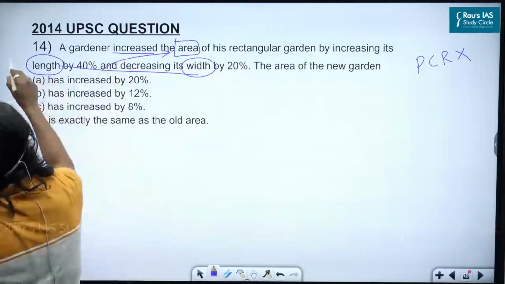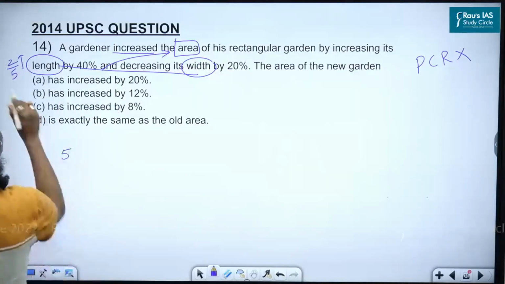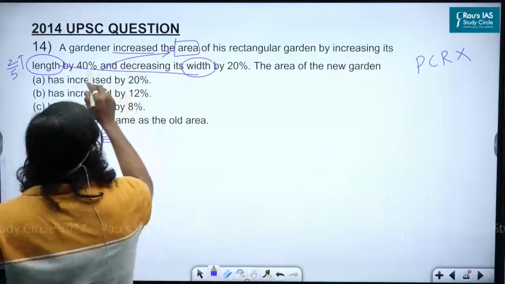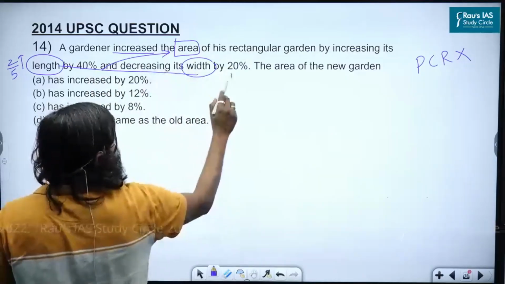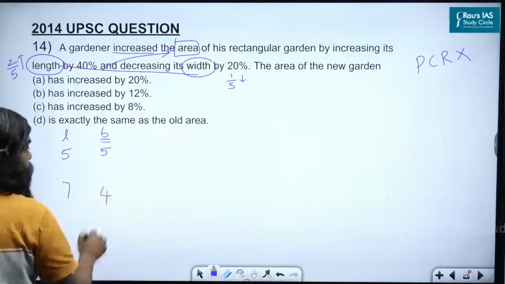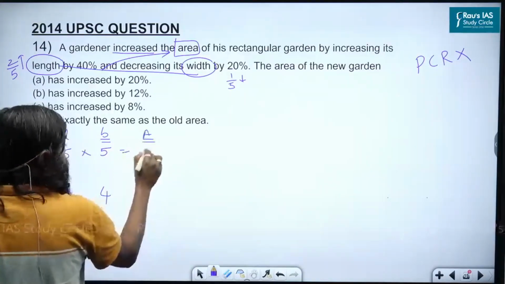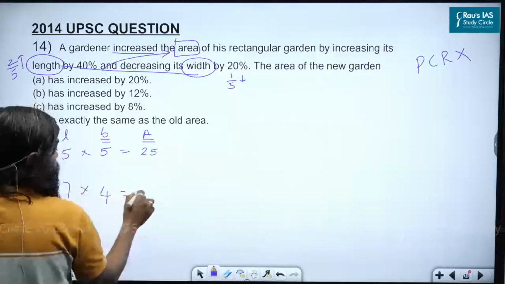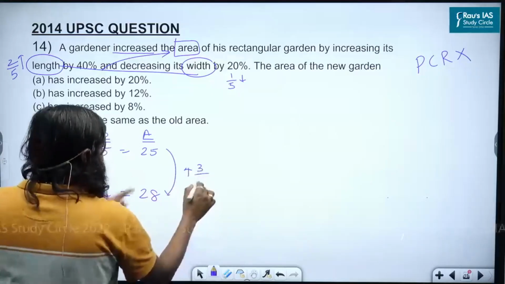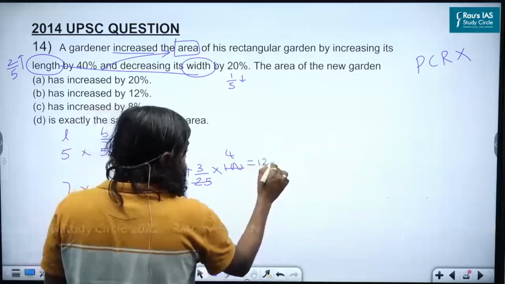40% increasing. 40% means what fraction? 2 by 5 increasing. Originally 5, now increased by 2, it becomes 7. This is length. So what is breadth? Then 20% decreasing, so 1 by 5 decreasing. If I write here 5, then decreased by 1, it becomes 4. So length into breadth, that is equal to area, that is 25. Here multiply, that is 28. Compared to the original, now it is increased by 3. From the original 25, percentage means multiply by 100. So you will get 12% increasing.